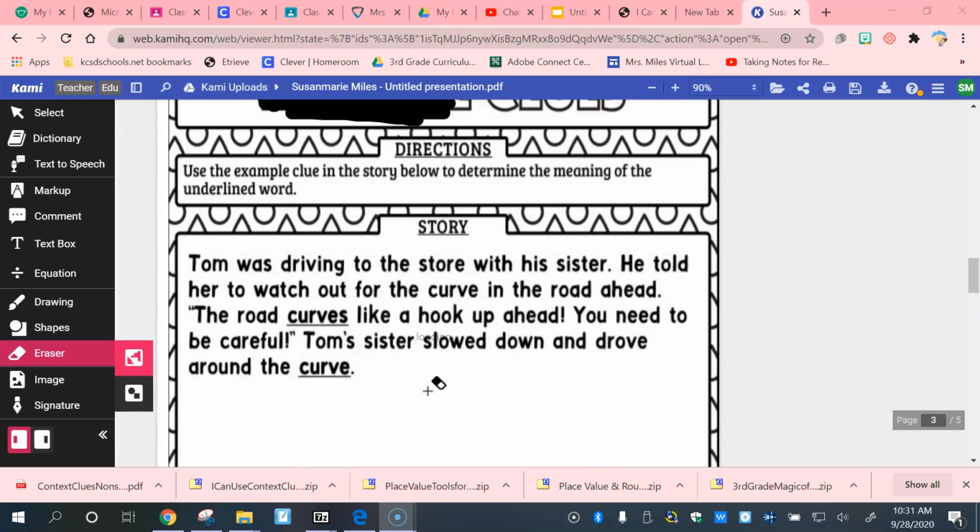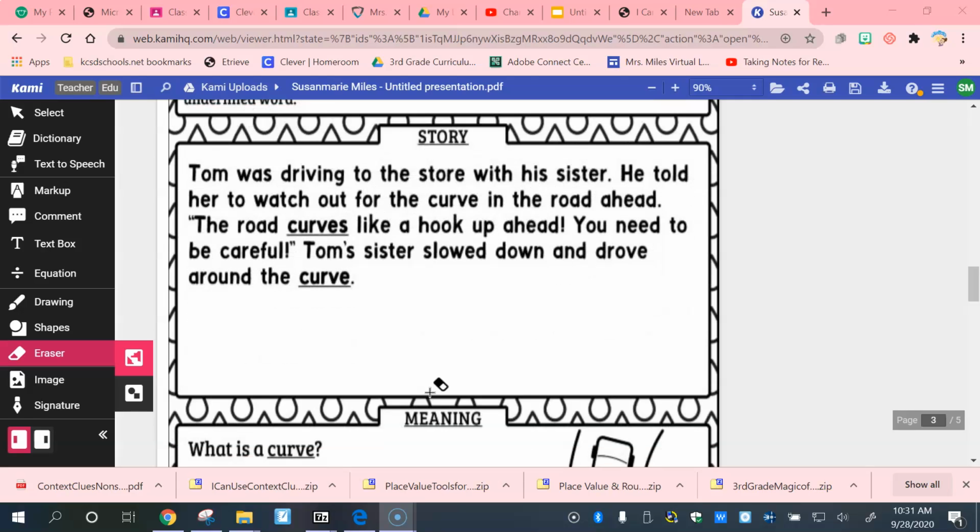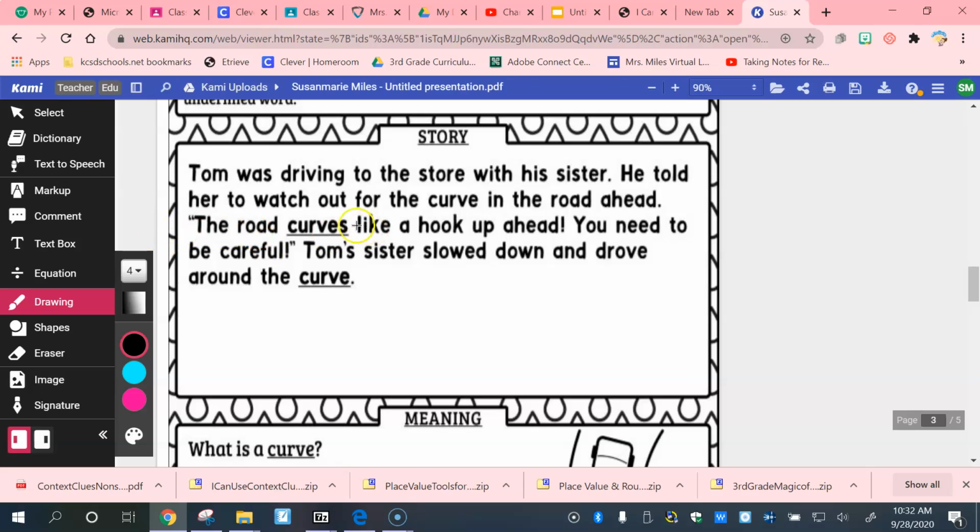So let's hurry along to our next one. Tom was driving to the store with his sister. He told her to watch out for the curve in the road ahead. The road curves like a hook up shape ahead. You need to be careful. Tom's sister slowed down and drove around the curve. All right, so we are looking for what the word curve means. So right here, we're told kind of like what a curve is. We're told like a hook up ahead.